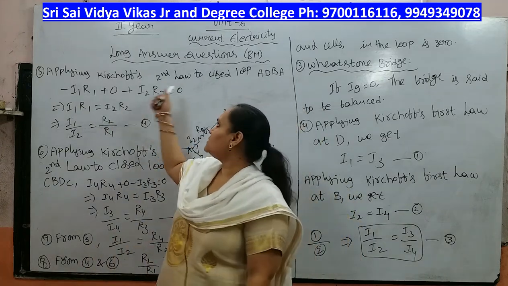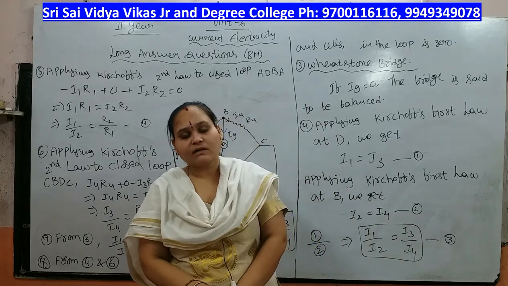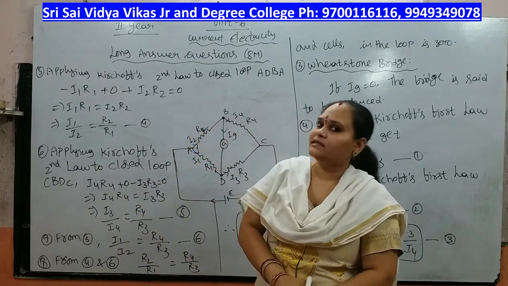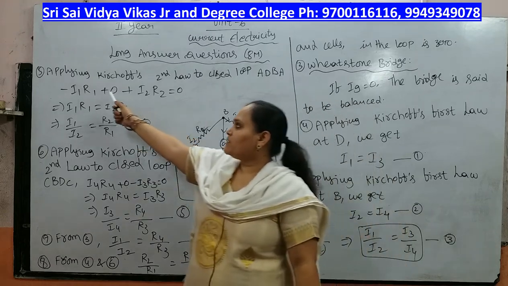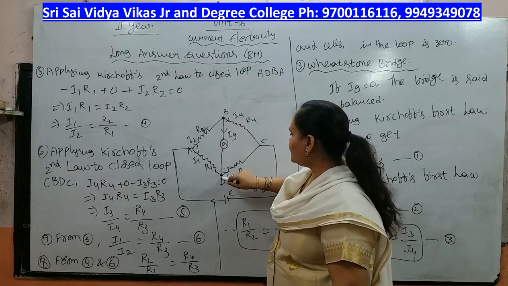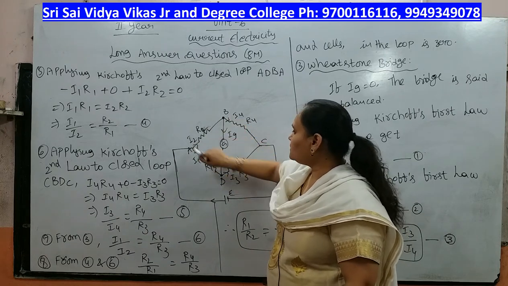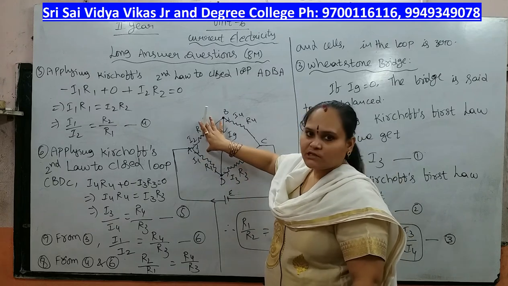For this, applying Kirchhoff's second law to a closed loop. The second law says that the algebraic sum of the products of the current and the resistance will be equal to 0. For this purpose, we are applying the second law to loop A, B, D, A. This is the closed loop.